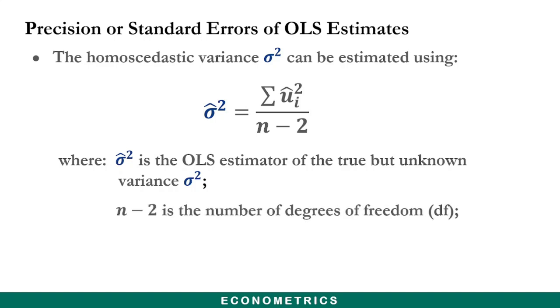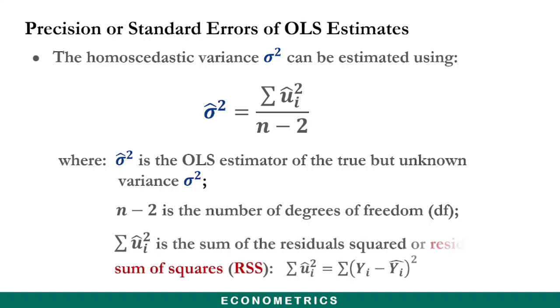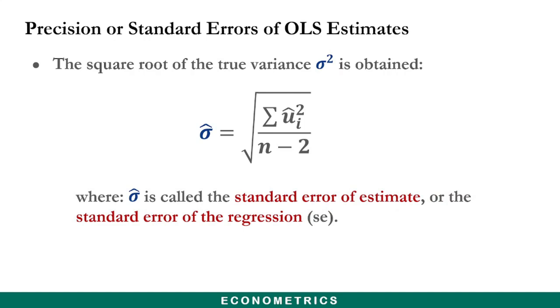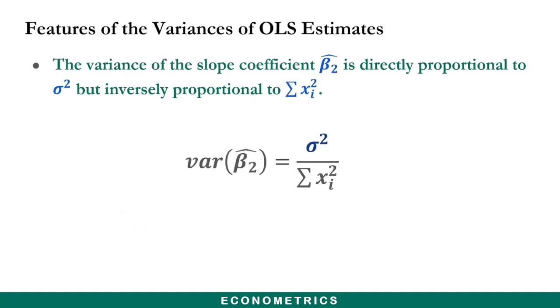N minus 2 is what we call the number of degrees of freedom, and the sum of ui hat squared is the sum of the residuals squared, or what we call the residual sum of squares, RSS for short. So the sum of the residuals squared equals the sum of the squared deviations between the actual y and that of the estimated y. Now, by taking the square root of the true variance, we obtain the formula shown on the screen, where sigma hat is called the standard error of estimate or the standard error of the regression.